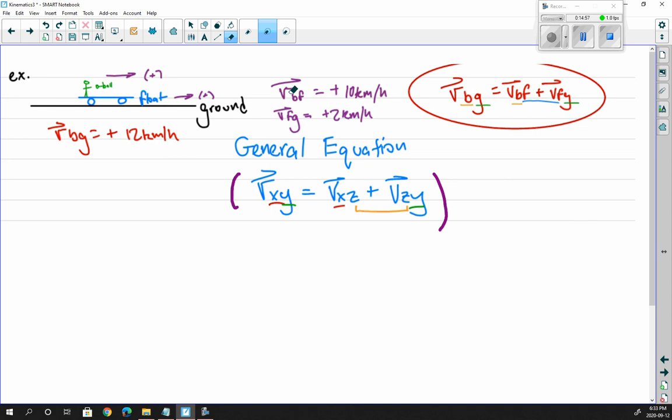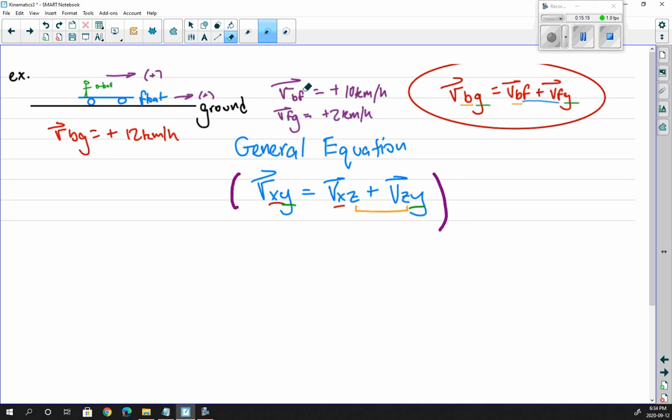Let's say that the ball is being thrown by someone on the float. So the velocity of the ball, if it's being observed from someone on the float, is positive 10 kilometers per hour. So there's the ball. Boom, it's moving at positive 10 kilometers per hour. The ball being observed from the float reference frame.